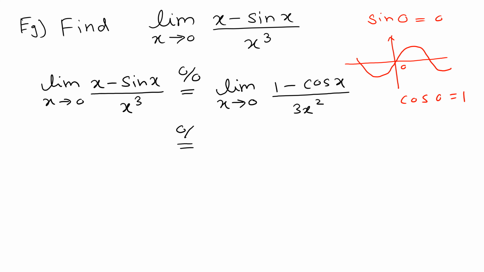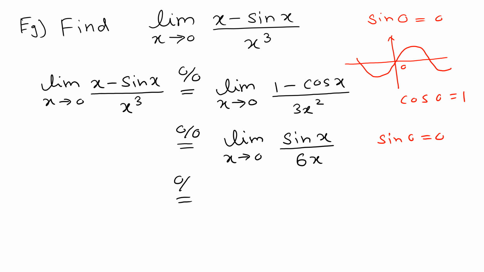Since this is 0 over 0 again, we use the result again. So it's the limit as x goes to 0, and we take the derivative. The derivative of cosine is negative sine, and with the negative sign in front, it simply becomes sin x over 6x. Now again we know that sin 0 is 0, so you get 0 over 0 again.